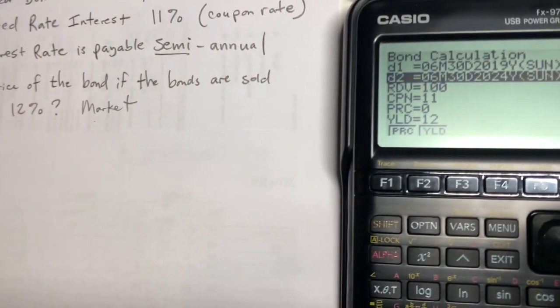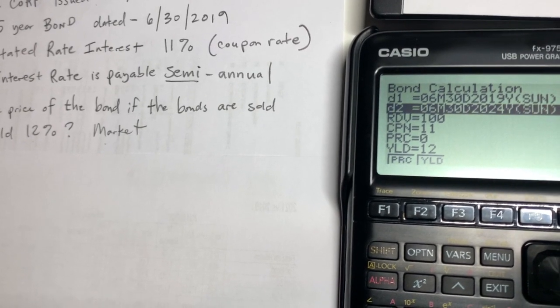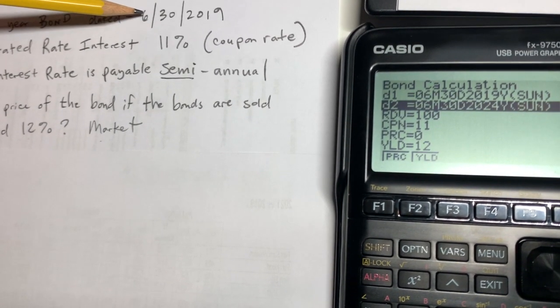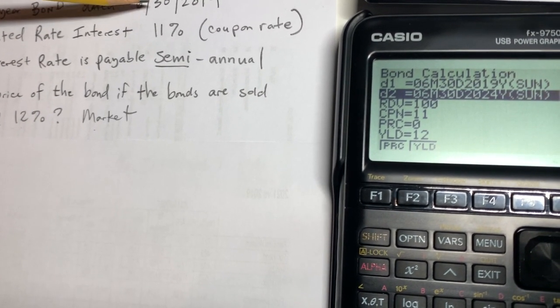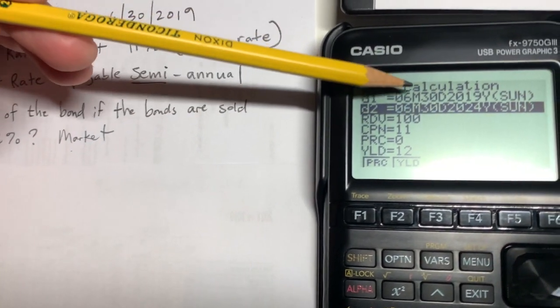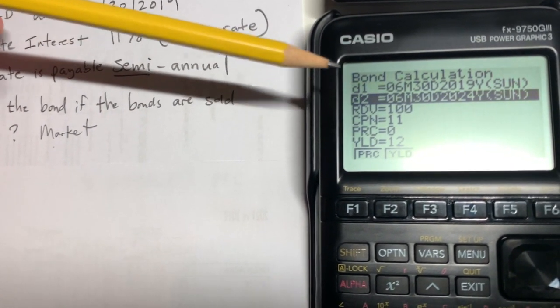And then date 2, we said earlier this is a 5-year bond. The second date is 5 years after the issue date, since this is a 5-year bond. So that would be June 30th, 2024, which we already have plugged in on the calculator here. So just make sure to get those two dates plugged in like that.